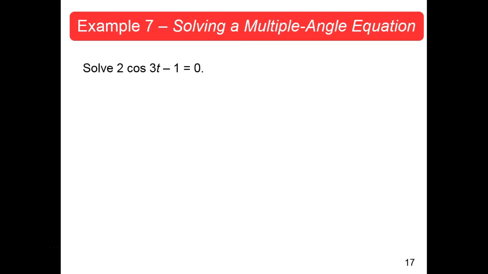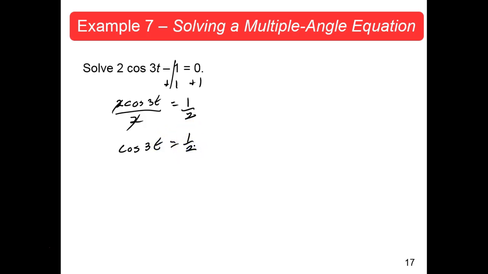Here's an example. 2 cosine 3t minus 1 is equal to 0. What would you do first? Help me, somebody. Add 1 to both sides. And that gives you 2 cosine 3t, that adds to 0, is equal to 1. Okay, now what? Help me. Divide by 2. Okay, that gives us cosine 3t is equal to 1/2.